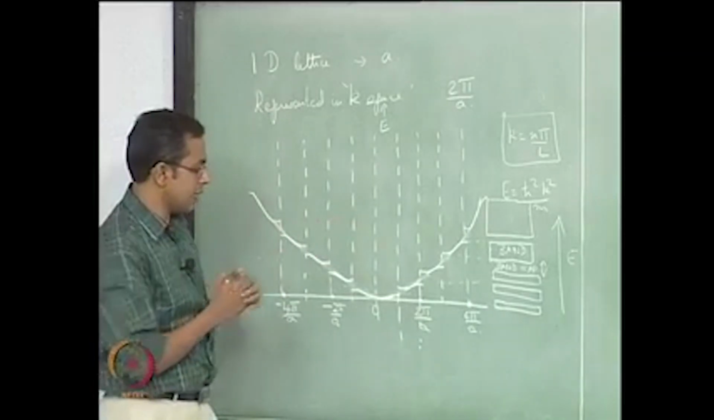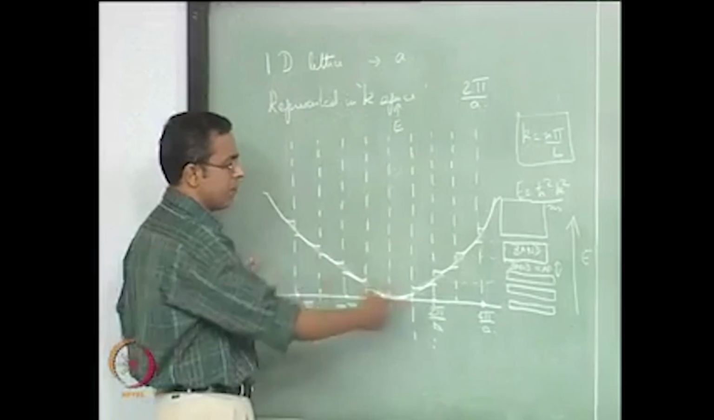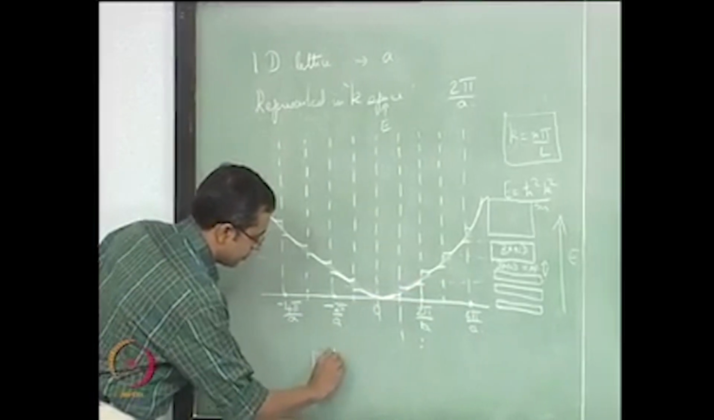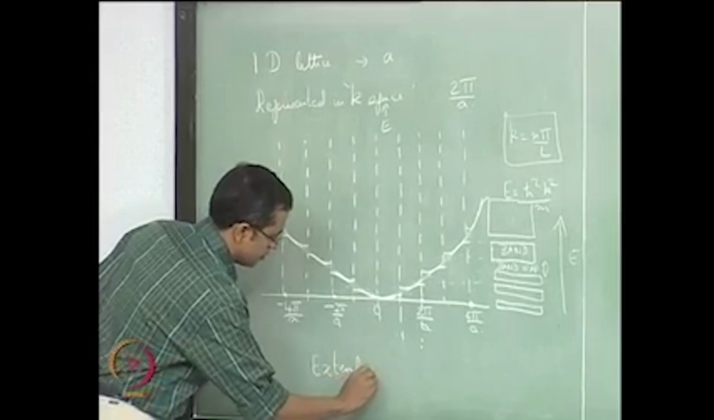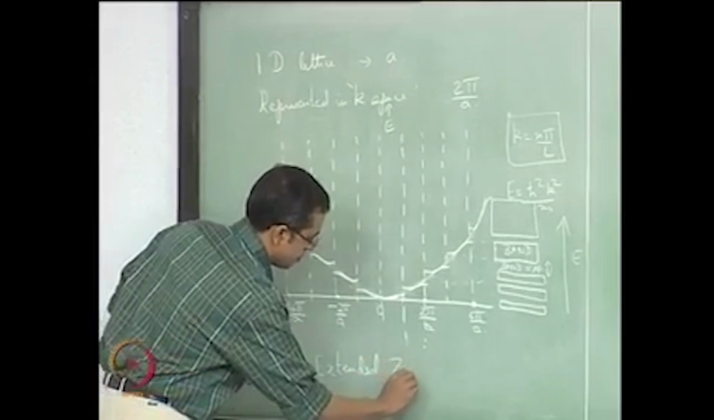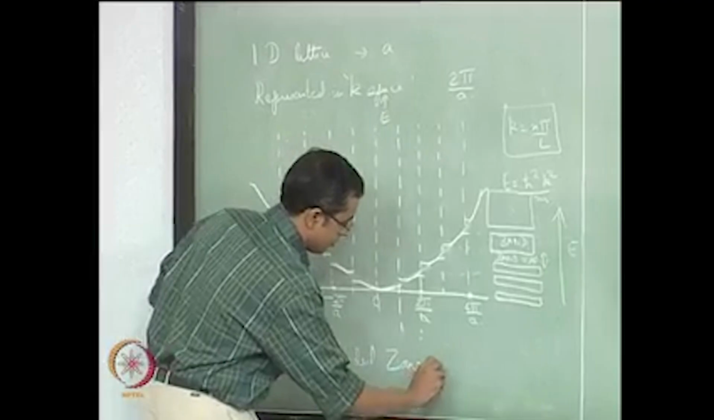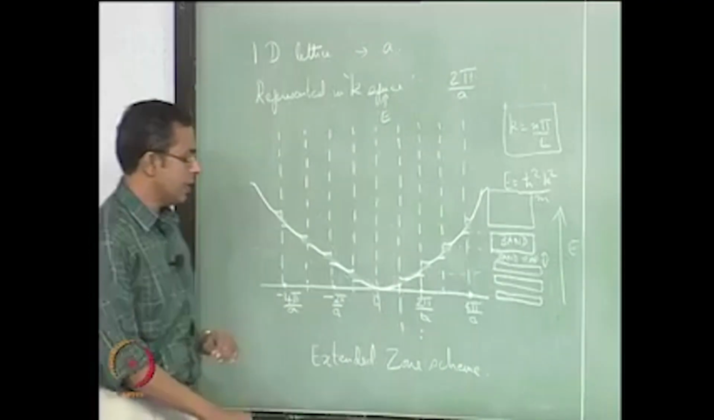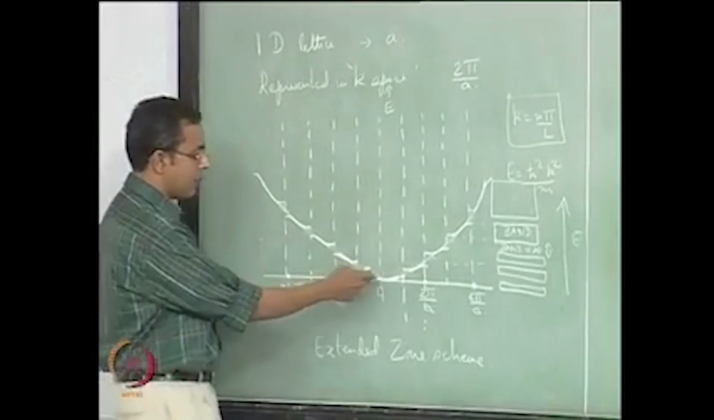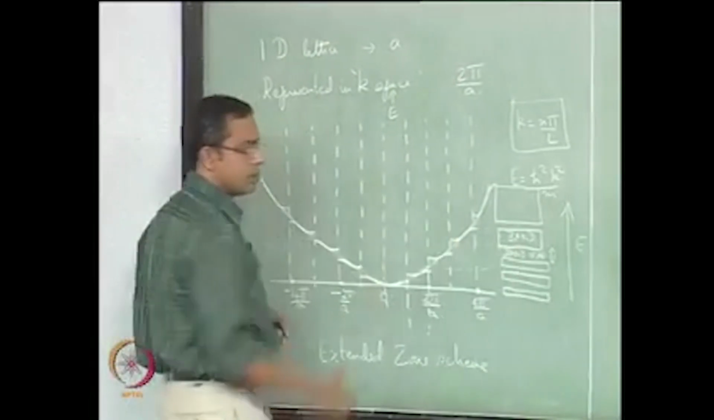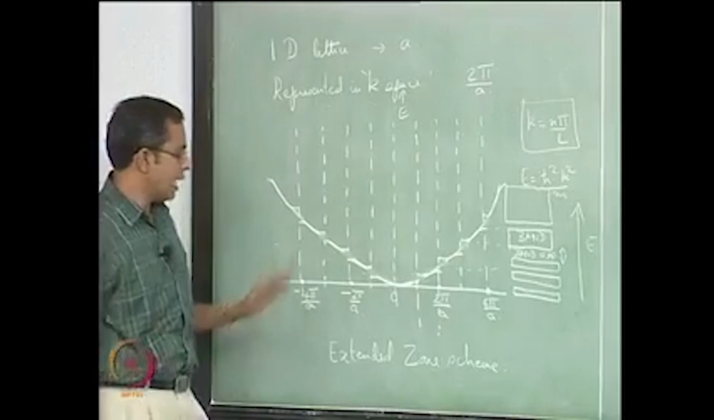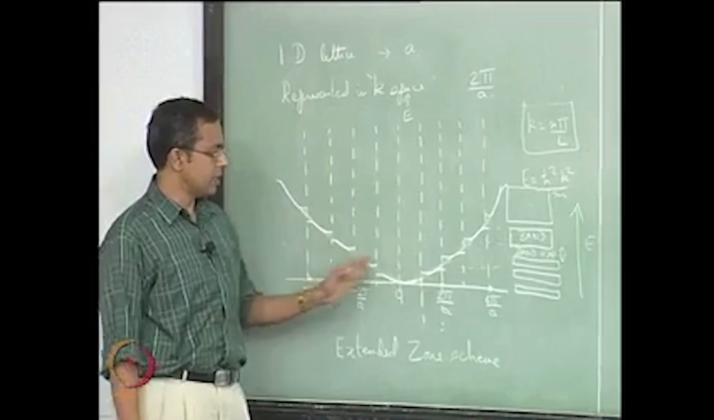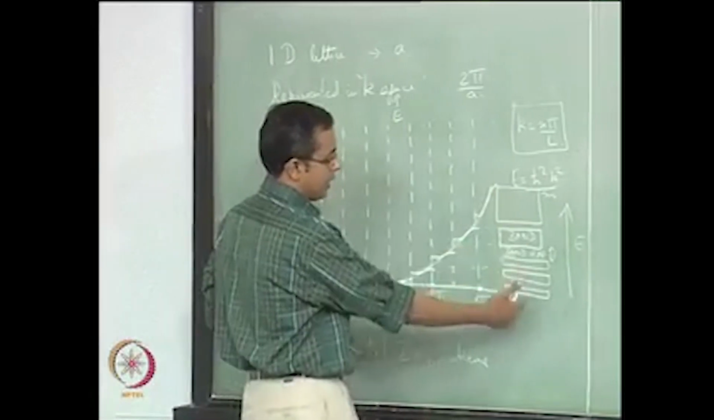I will also say that if you look at this diagram, this kind of a representation is called the extended zone scheme. Okay, extended zone scheme, where you take one origin and you draw the entire reciprocal lattice about that origin, and then on that basis you actually draw this entire diagram. Okay, so this is called the extended zone scheme. This is called the flat band diagram.